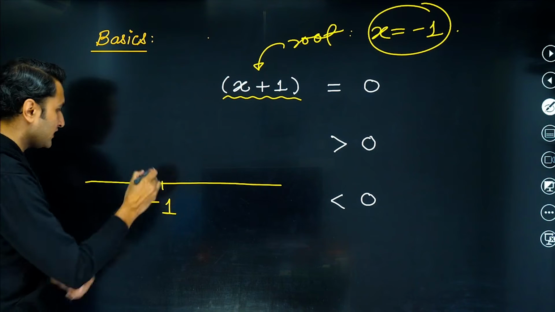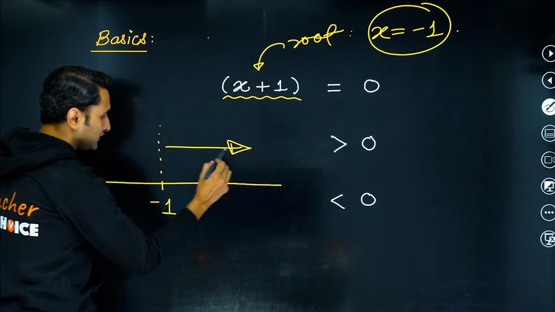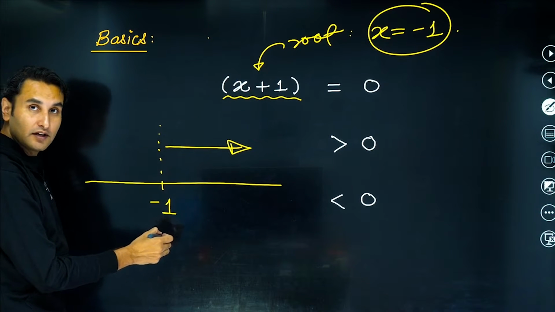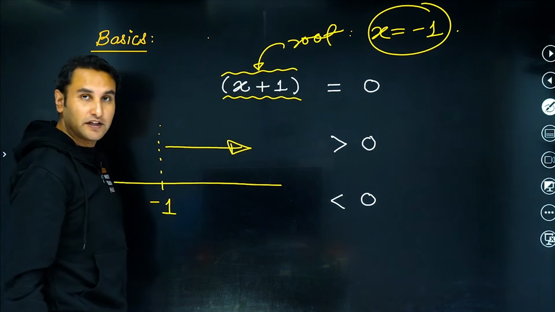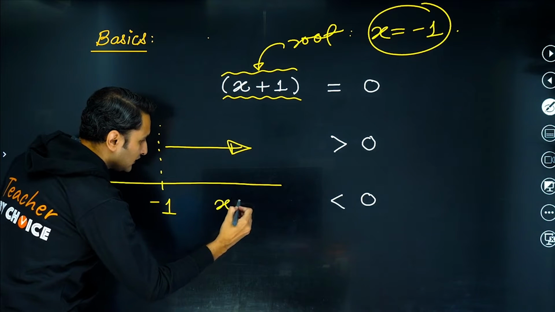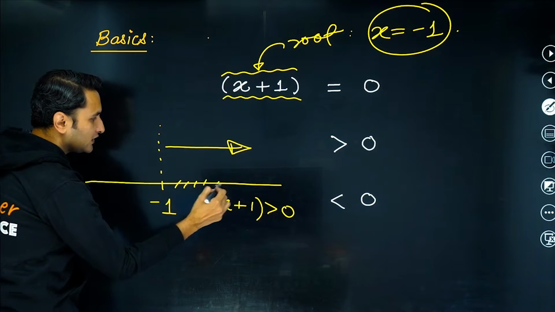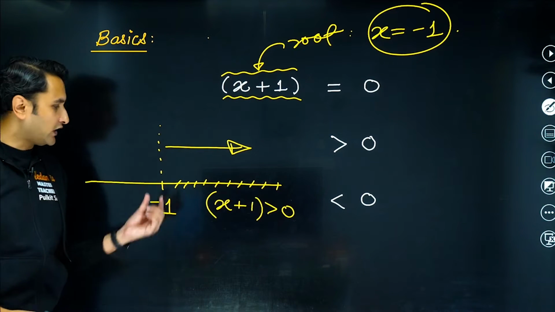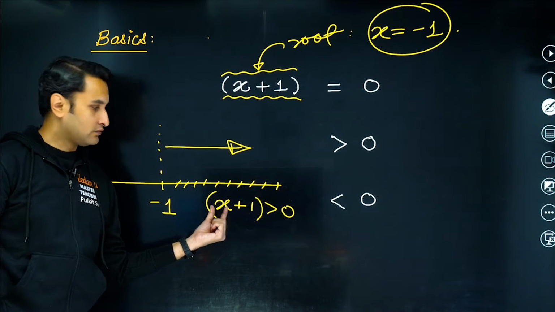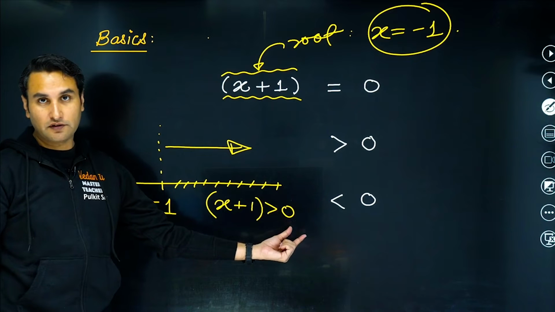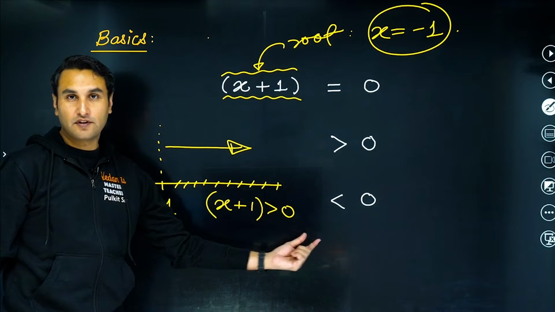Exactly like in the previous case. To the right hand side of minus 1, what will be positive? This factor will be positive. That is, x plus 1 will be positive, to the right hand side of minus 1. You can check with any value. Any number to the right of minus 1? 0. 0 plus 1? Positive. 2. 2 plus 1? Positive.